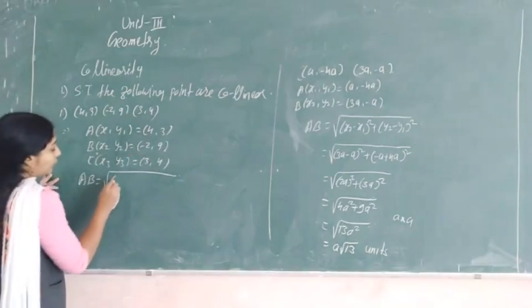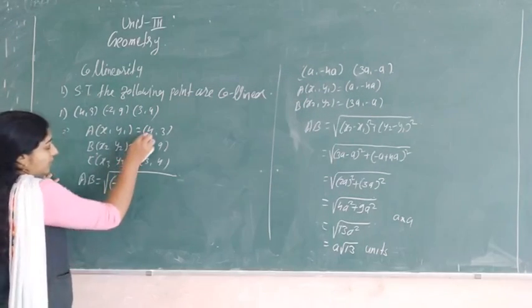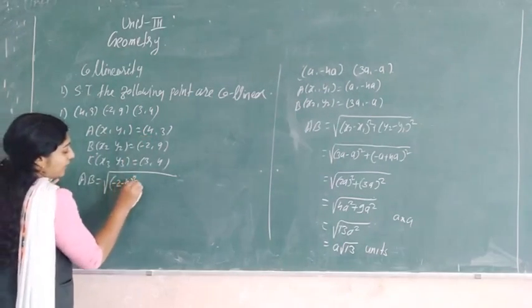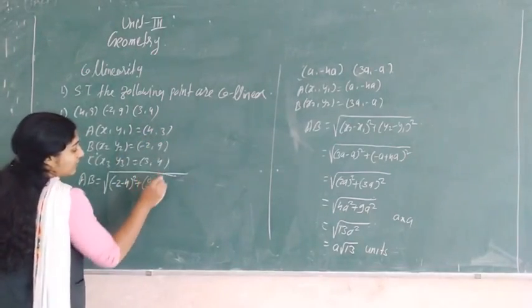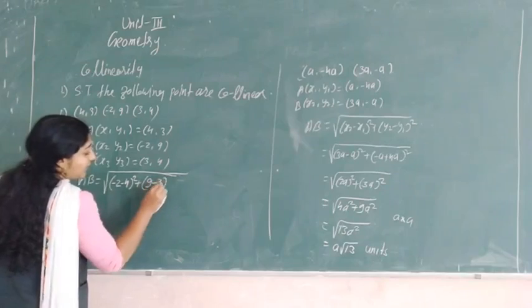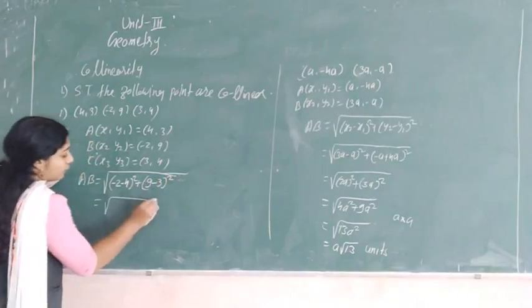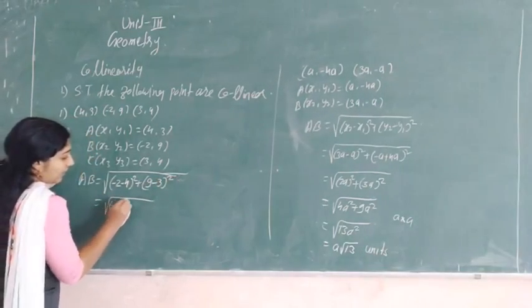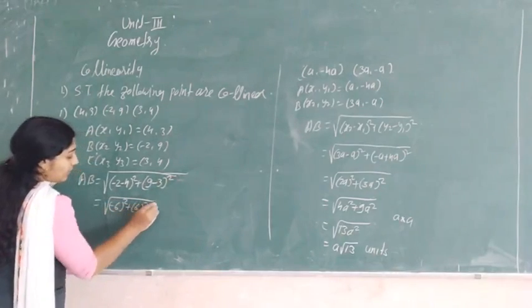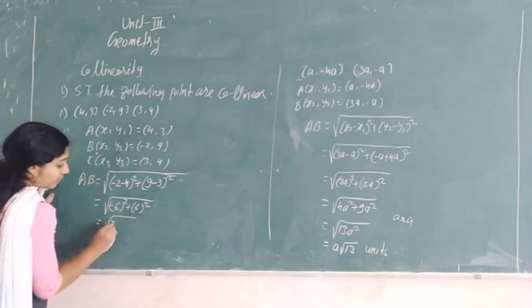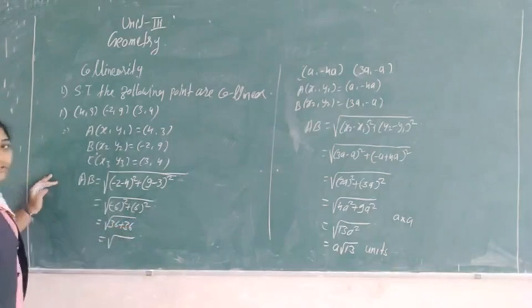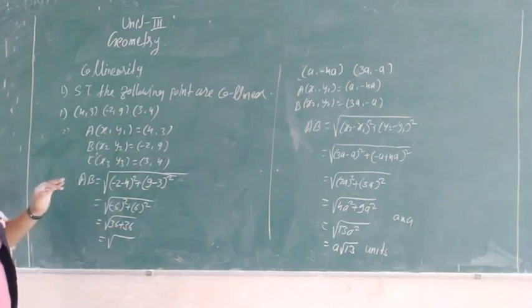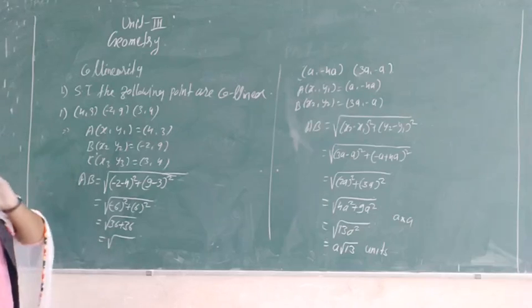So here, what is x2? Minus 2. Minus what is x1? 4. So minus 2 minus 4 whole square. Next, y2 is 9 minus y1 which is 3, so 9 minus 3 whole square. Minus 2 minus 4 is minus 6, so minus 6 whole square. 9 minus 3 is plus 6. So minus 6 whole square is 36, plus 36.